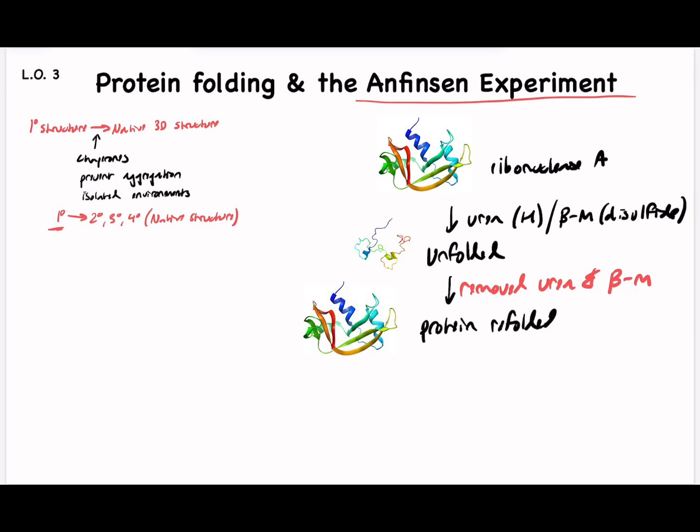And you're back to the native structure. And so, this at the time was an extremely significant revelation. You take a protein that's fully functional, it has the right structure, add some chemicals, it unfolds, which is what you might expect. But then when you remove the chemicals, the protein somehow goes back to the structure it was in the first place. And so what does this show us?